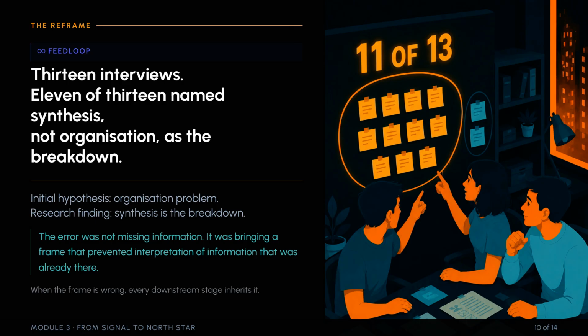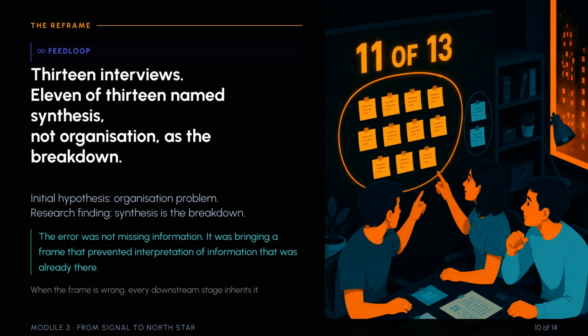13 interviews. The original hypothesis was an organization problem. The research said otherwise. 11 of 13 customers named synthesis, not organization, as the breakdown. Not organizing their data, making sense of it. And the hardest part, the signal was in their early research data all along. The error was not missing information. It was bringing a frame that prevented interpretation of information that was already there. The reframe happened, and accepting it after 2 months invested took courage.